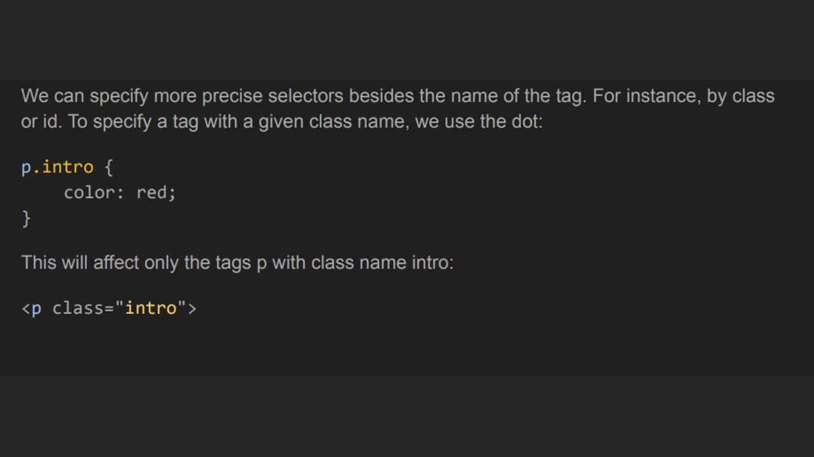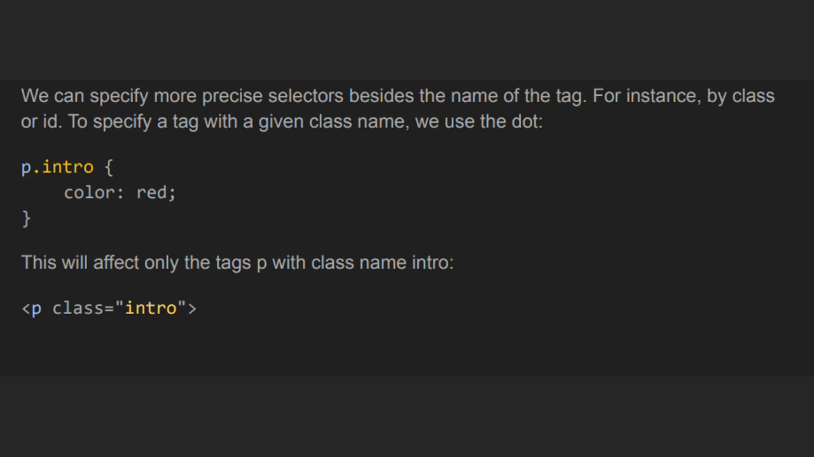So to specify a tag with a given class name, we use the dot notation. Okay, so we have a p.intro. Inside it we have color red. So this will affect only the p tags with class name intro. So all p tags in our HTML that have class intro will be affected, being of color red.